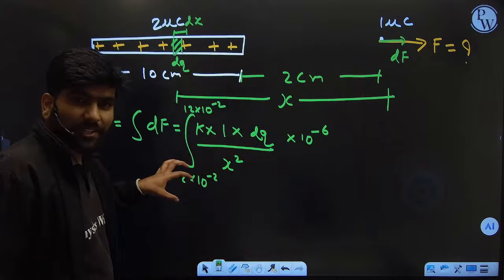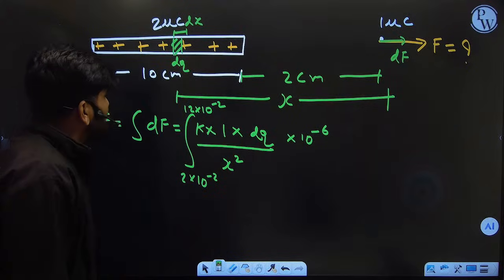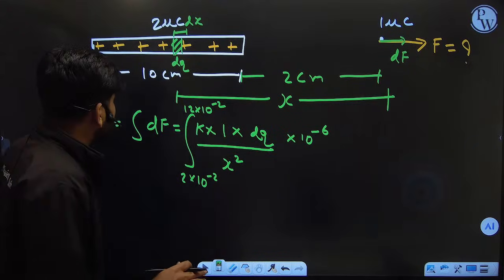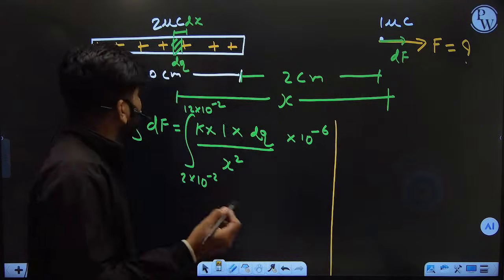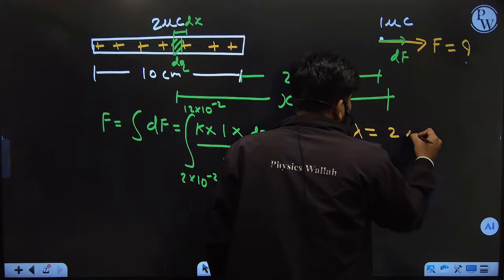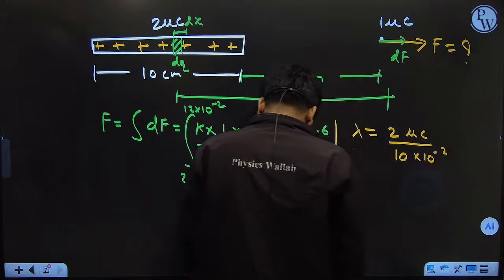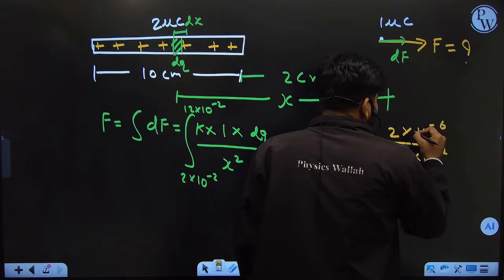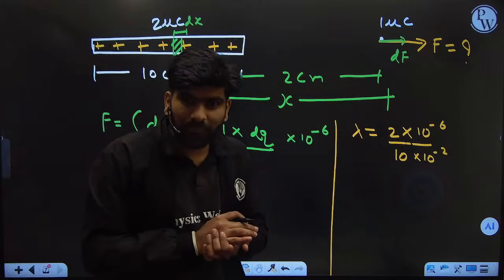Now, this integration cannot be continued unless we find the value of dq in terms of dx. Only then we can continue. So now I will take a little bit of a detour here and solve it parallelly. The entire charge on the rod is 2 microcoulomb. So what is the charge per unit length? 2 microcoulomb by the length of the rod, that is 10 centimeter. Instead of writing microcoulomb, why not write 2 into 10 raised to the power minus 6 coulomb. So this is the charge on 1 meter length of the rod, the charge per unit length.